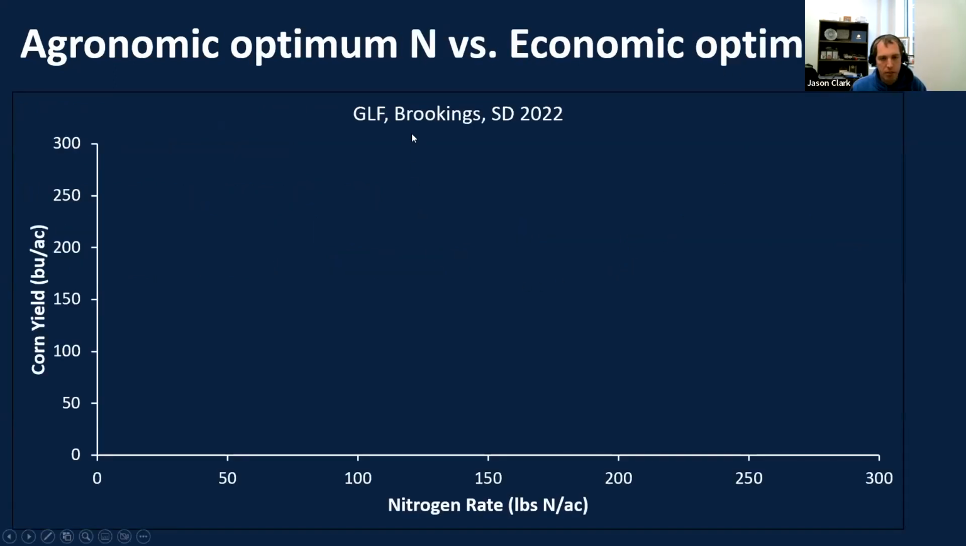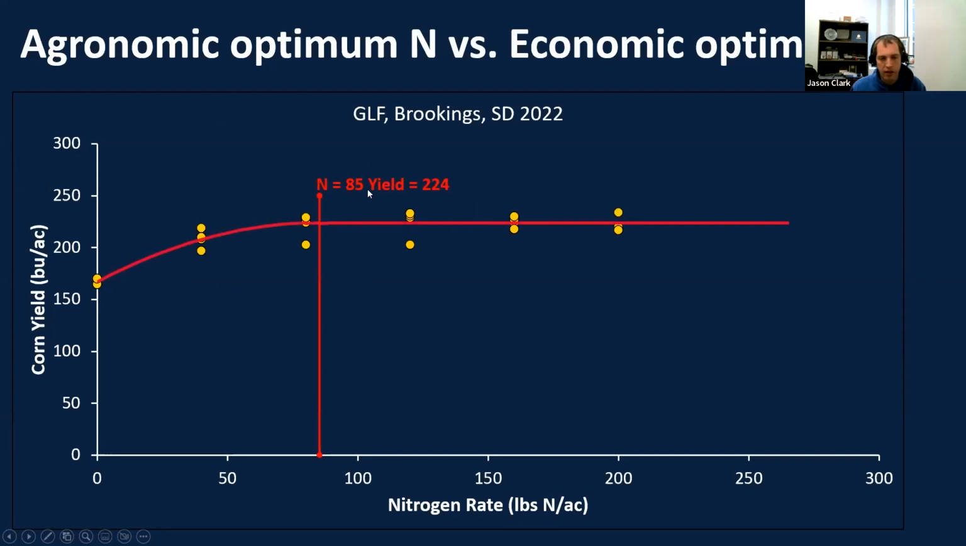So this is a site in Brookings, South Dakota, on a farmer's field about 10-15 minutes from campus. We look at the response curve here. It goes how we typically see. If we look at agronomic, where N equals 85, yield equals 224. If we incorporate economics, that nitrogen fertilizer rate falls from 85 down to 76. We only lose a bushel, but we also decrease the amount of N by about 9 pounds of N per acre, which isn't always the same in every field.